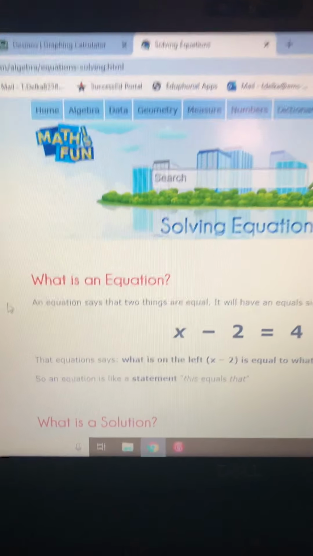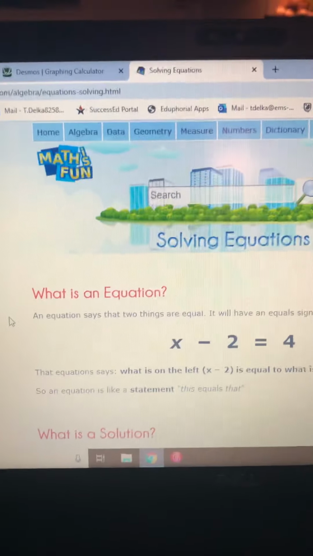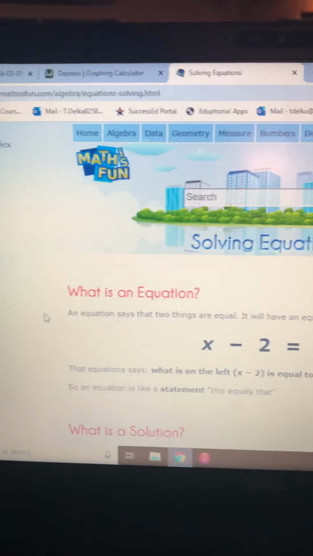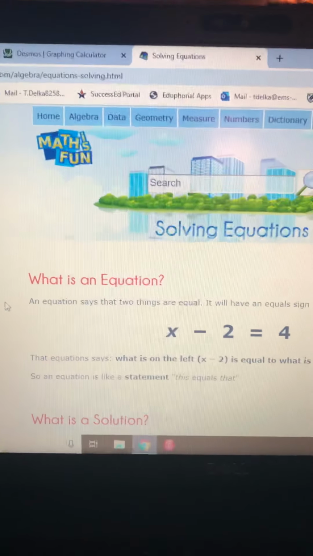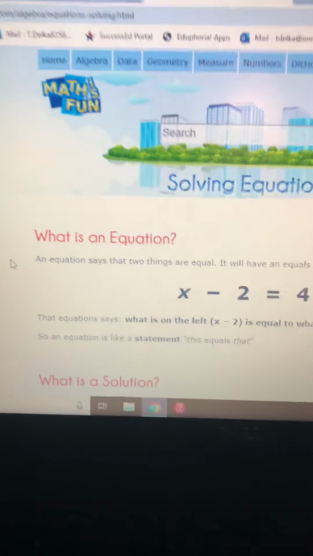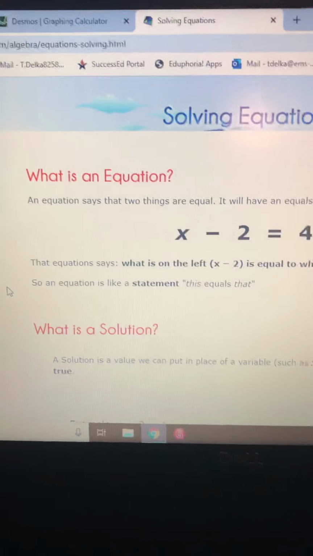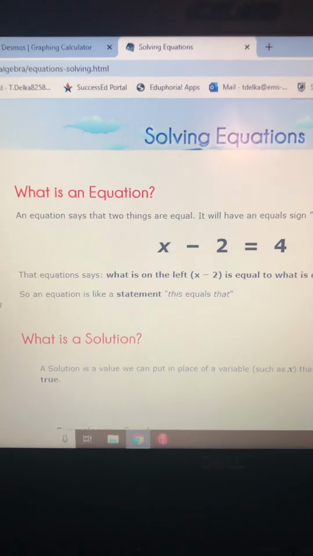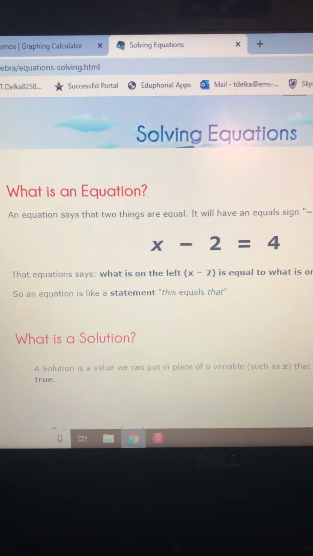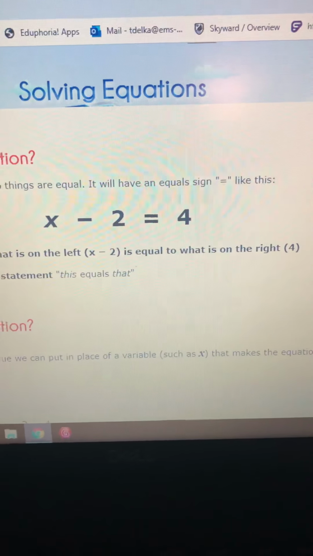So I want to first focus on what is an equation, and I love using Math is Fun. By the way, if you ever need tutorials, Math is Fun is an excellent resource. But I'm going to go through these notes with you guys. So what is an equation? An equation says that two things are equal. It will have an equal sign like this.